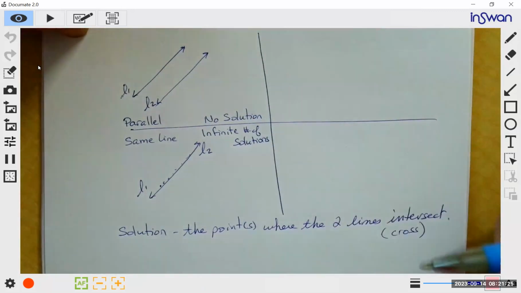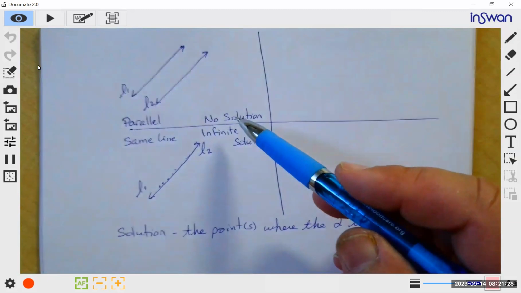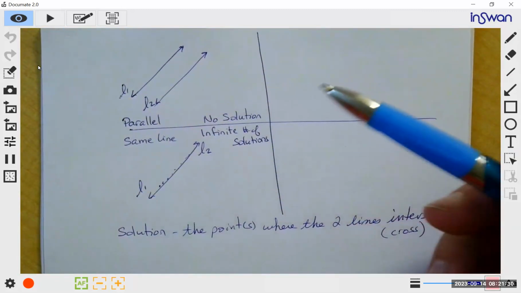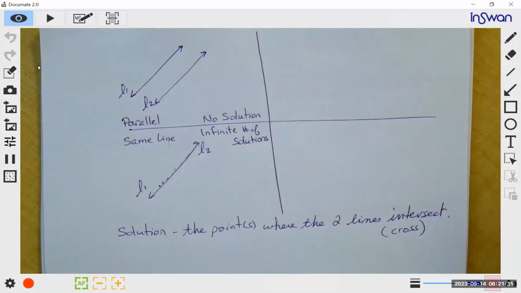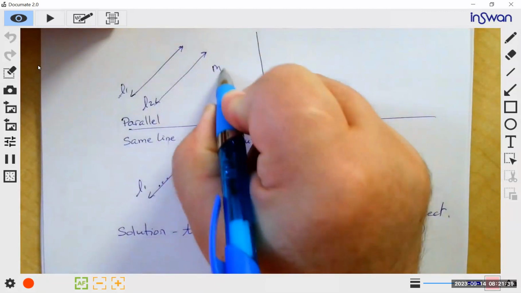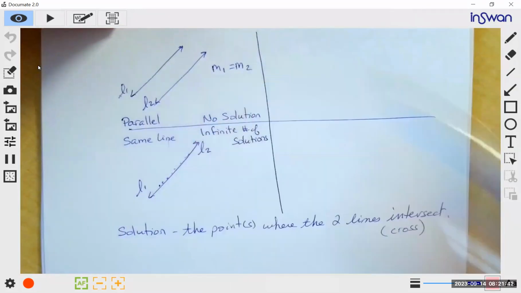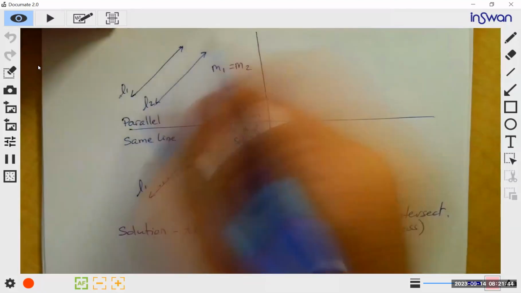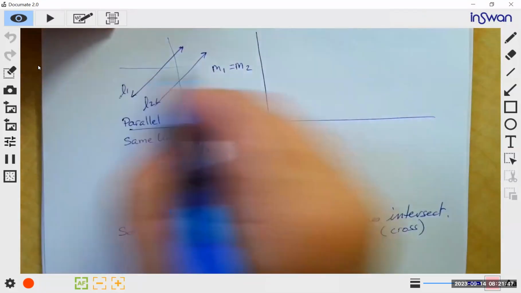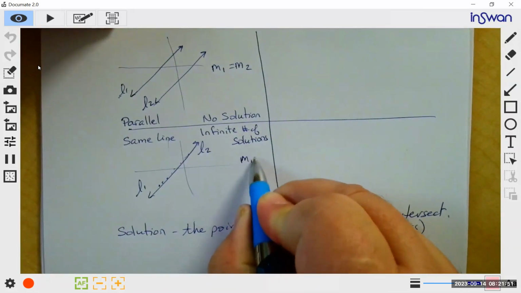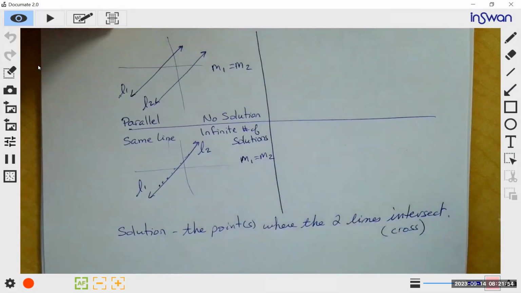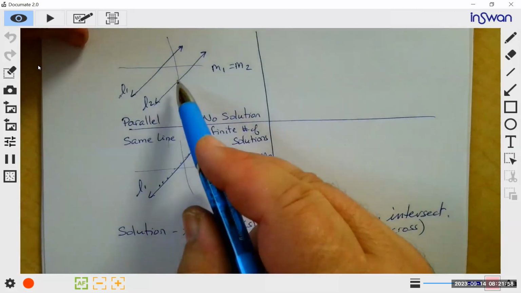So how do we tell these two lines apart? If we have two lines, what do they both have in common? Very good. The slope of line 1 equals the slope of line 2. They're both the same slope. Here's an x and y, and likewise this one. So if your two equations have the same slopes, they're either the same line or parallel.